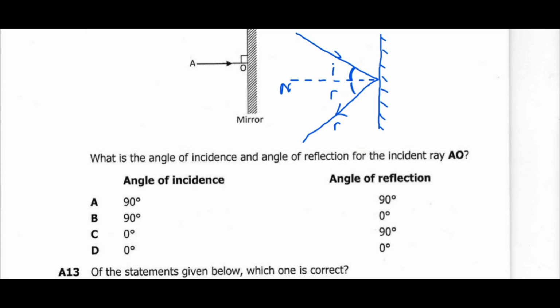Now, what happens if the incident ray hits the mirror at 90 degrees, if it is traveling perpendicular to the reflecting surface? So at this point, we are not going to have an angle of incidence and angle of reflection. So the answer is just D, because if this light hits here, the reflection will occur in the same direction. It is going to move in the same direction.